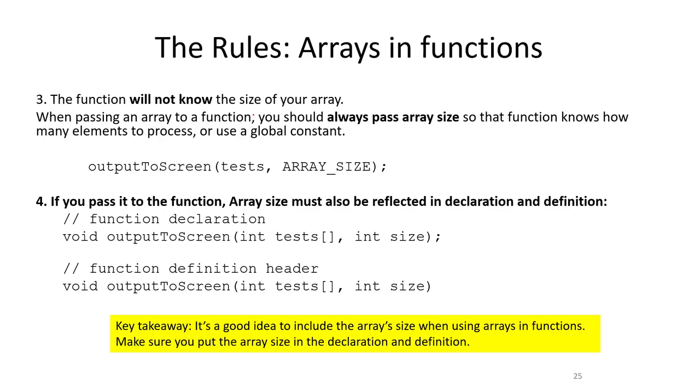Next rule. As we mentioned before, functions will not automatically know the size of your array. So whenever you're working with arrays in your function, you have to tell your function how many things are in your array somehow. One way to do this is to use array size, or pass in a second parameter to specify the array size.